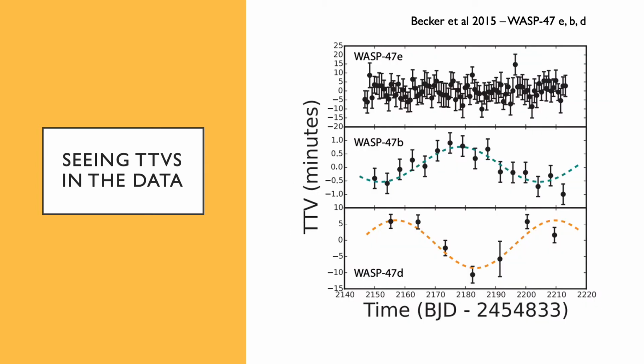Confirming the planetary nature of candidates has been one of the most powerful uses of TTVs, in addition to measuring system properties. Here's an example I worked on, the WASP-47 system. In the WASP-47 system, two of the planets, B and D, exhibit anti-correlated transit timing variations. This allowed us to confirm those planets, even while the innermost planet does not have a discernible TTV signal.